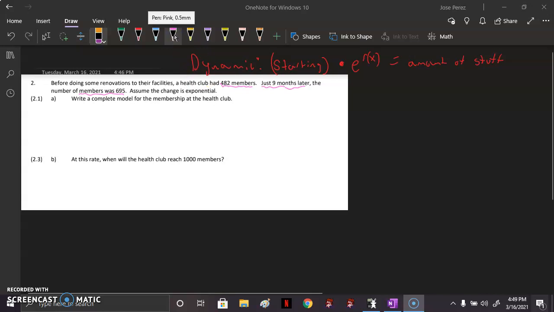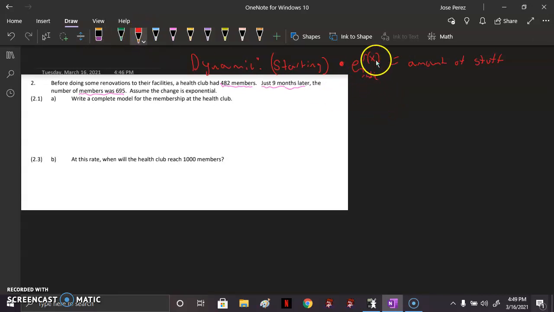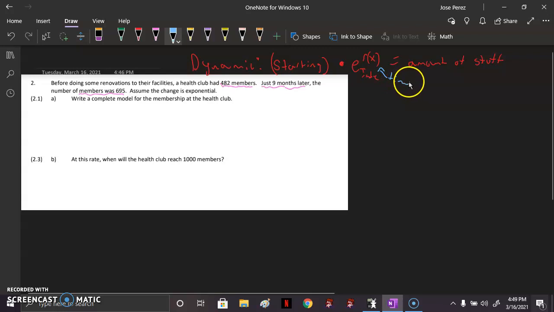So, hello, and we're going to be doing a dynamic model of exponentials, which is starting amount times e to the r x, where r is the rate, and x is the time, and the amount, and this equals y, which is the amount of stuff after time has passed.